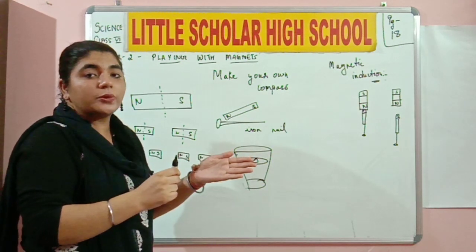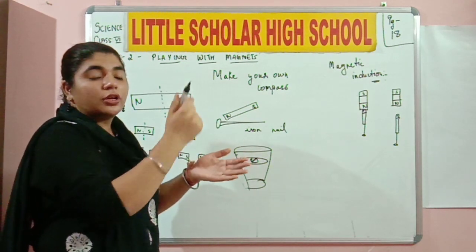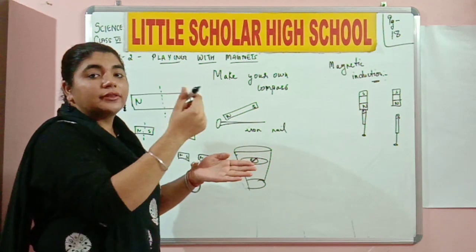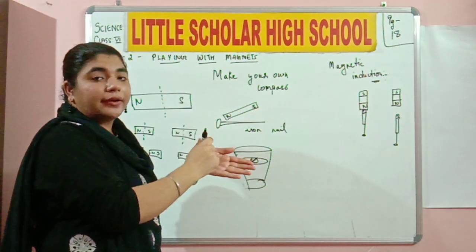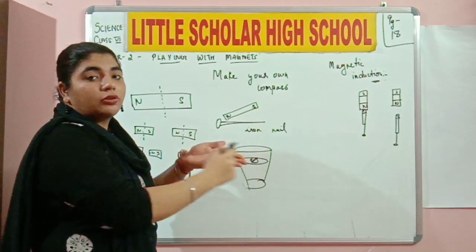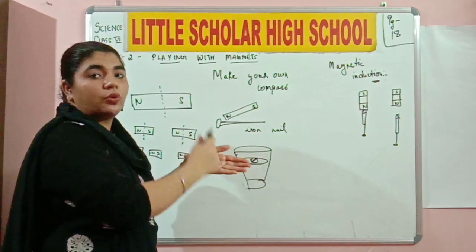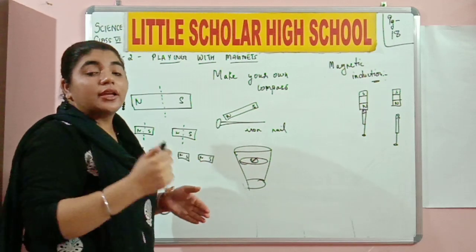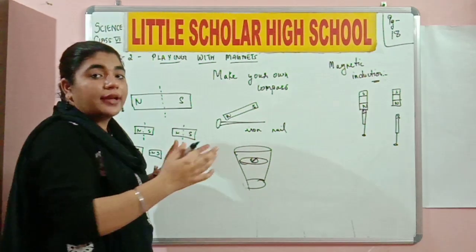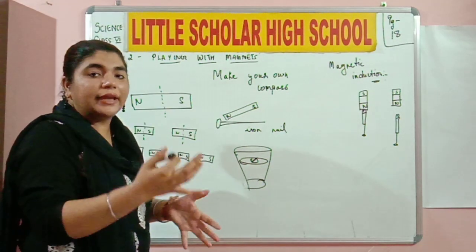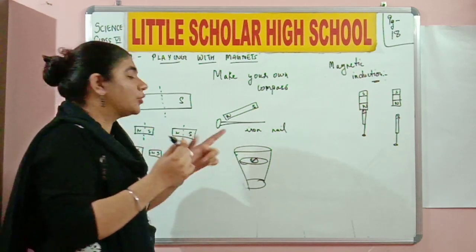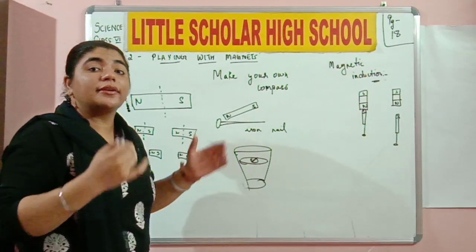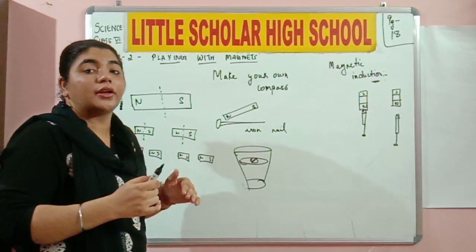What did I do? If this was my bar magnet and if this was my nail, I was dragging the bar magnet on the iron nail about 20 times in one direction only. Do you understand? This is called magnetizing a nail. I am transferring the properties of the magnet to the iron nail so that the iron nail starts behaving like a bar magnet now.